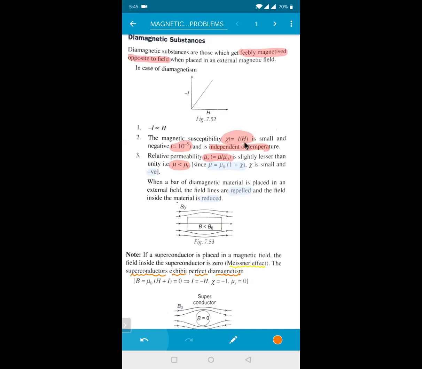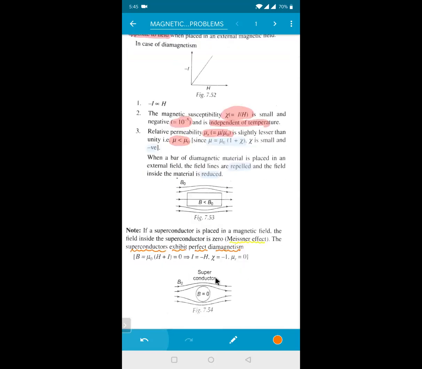Susceptibility is equal to I by H. I value is how much? Minus H. Minus H gets cancelled, so that will be equal to minus 1. Relative permeability is how much for this one? Zero. Relative permeability is equal to 0. Is it clear? So whenever a superconductor is kept in an external magnetic field, the magnetic field inside will become 0. Is it clear?